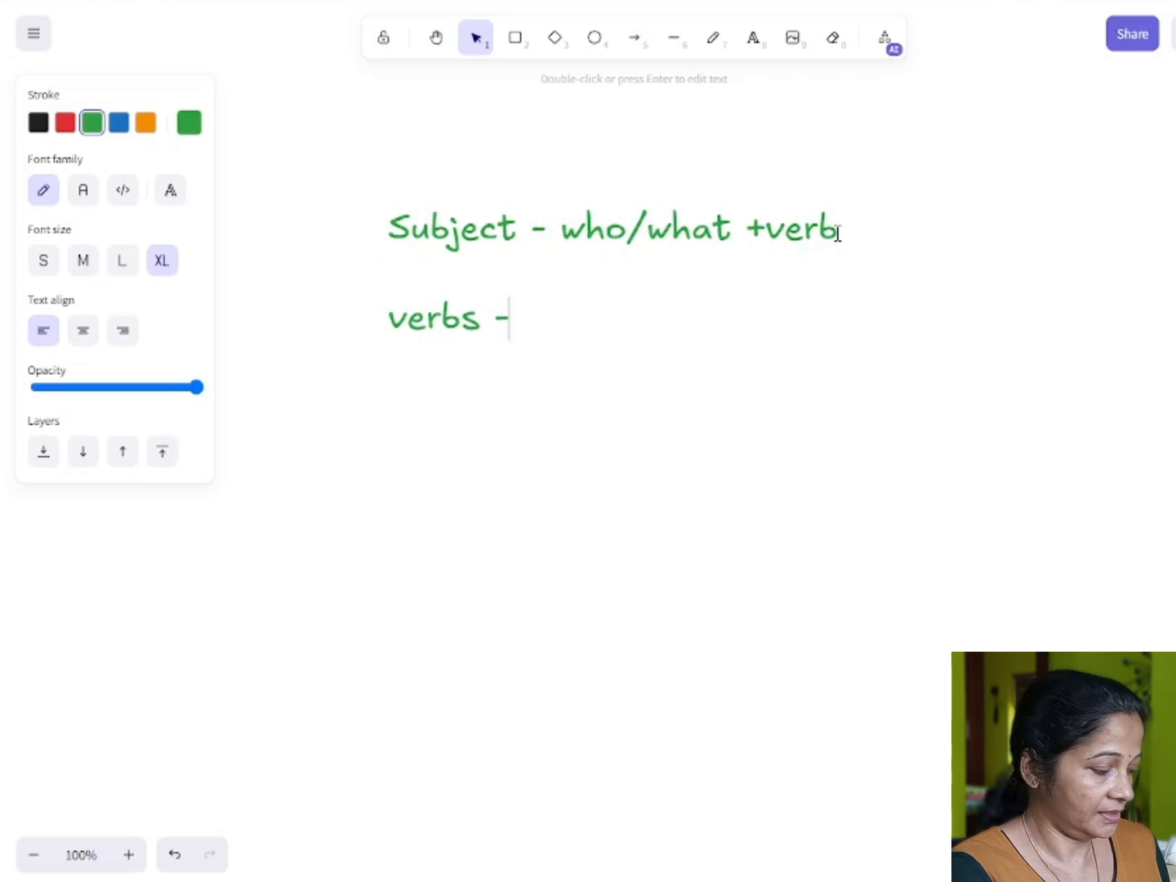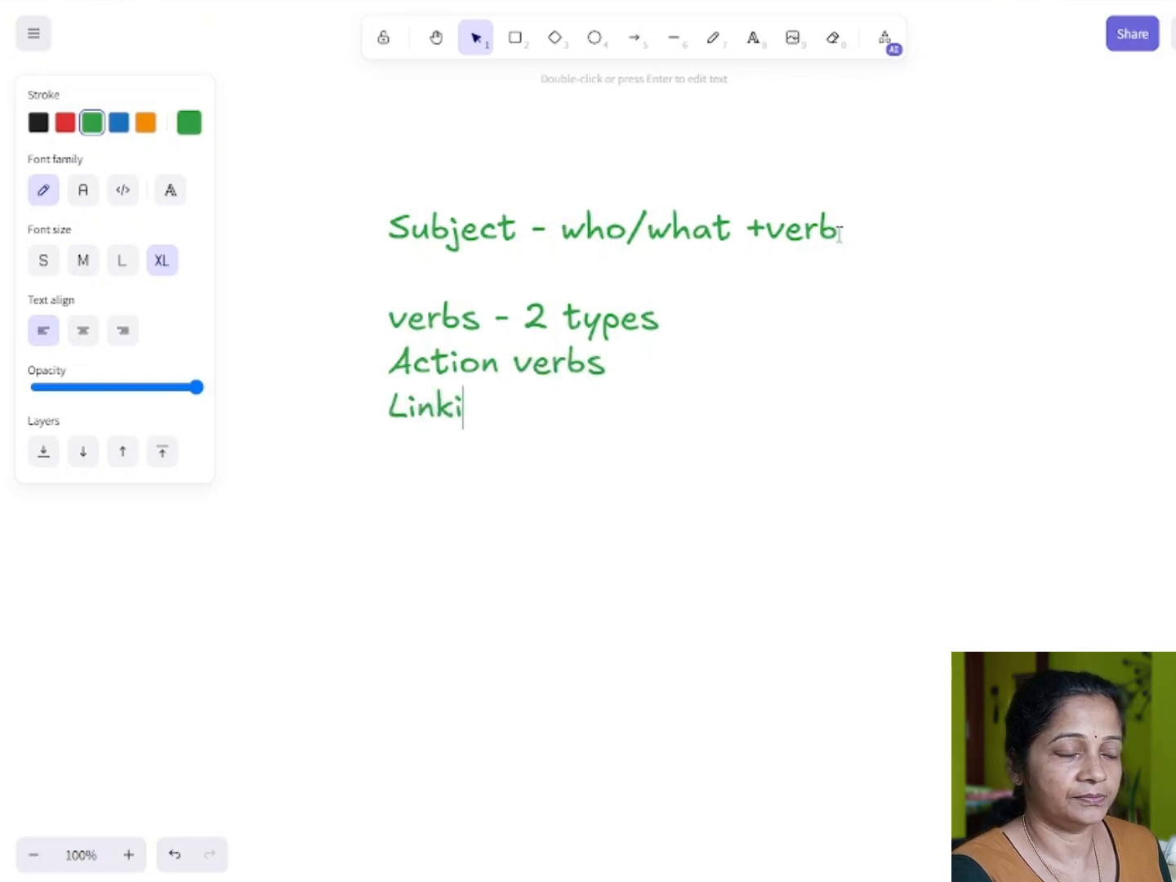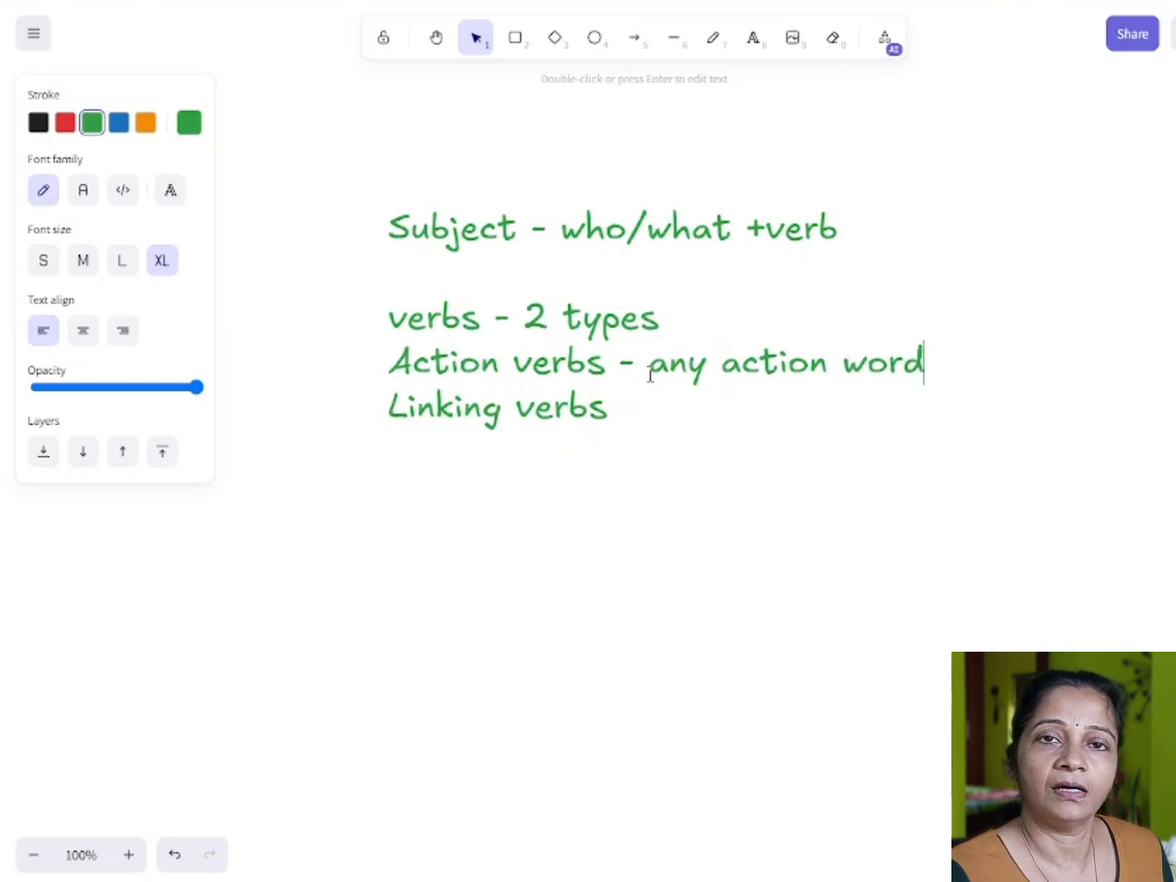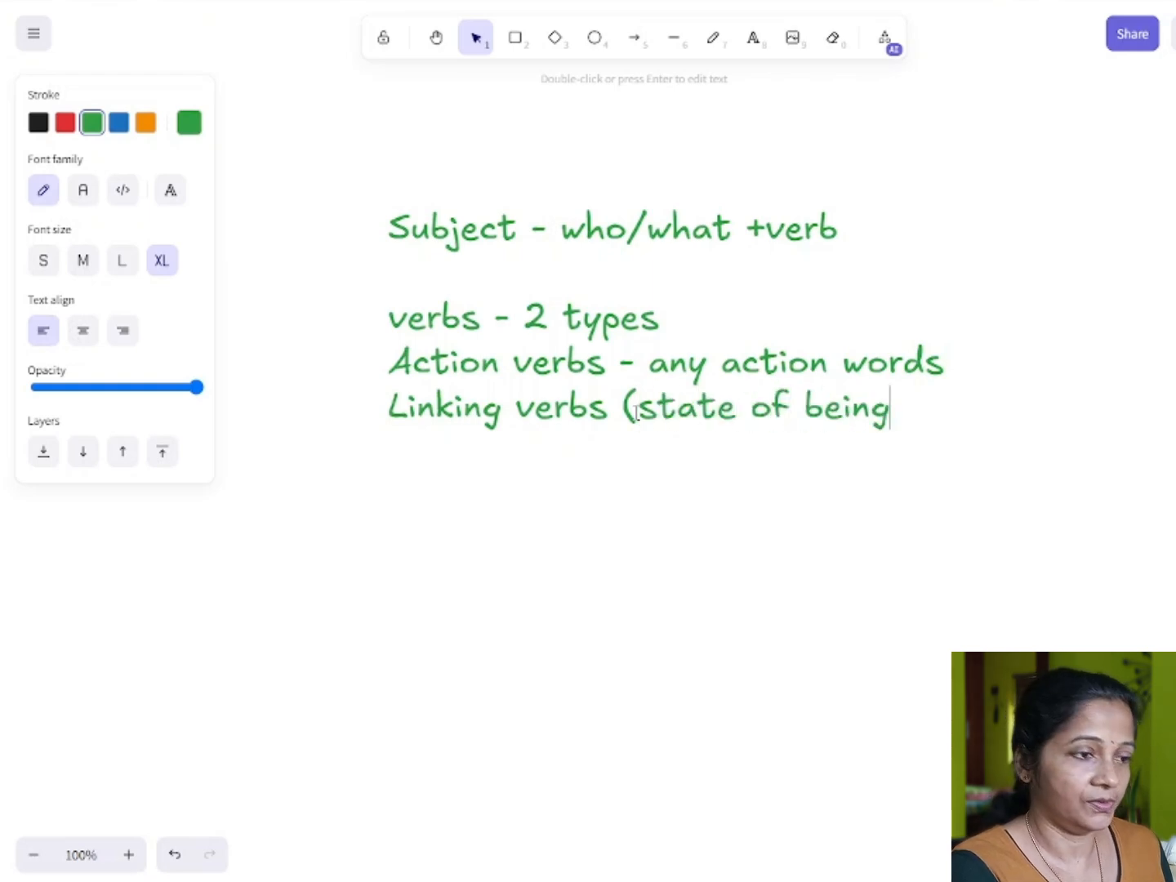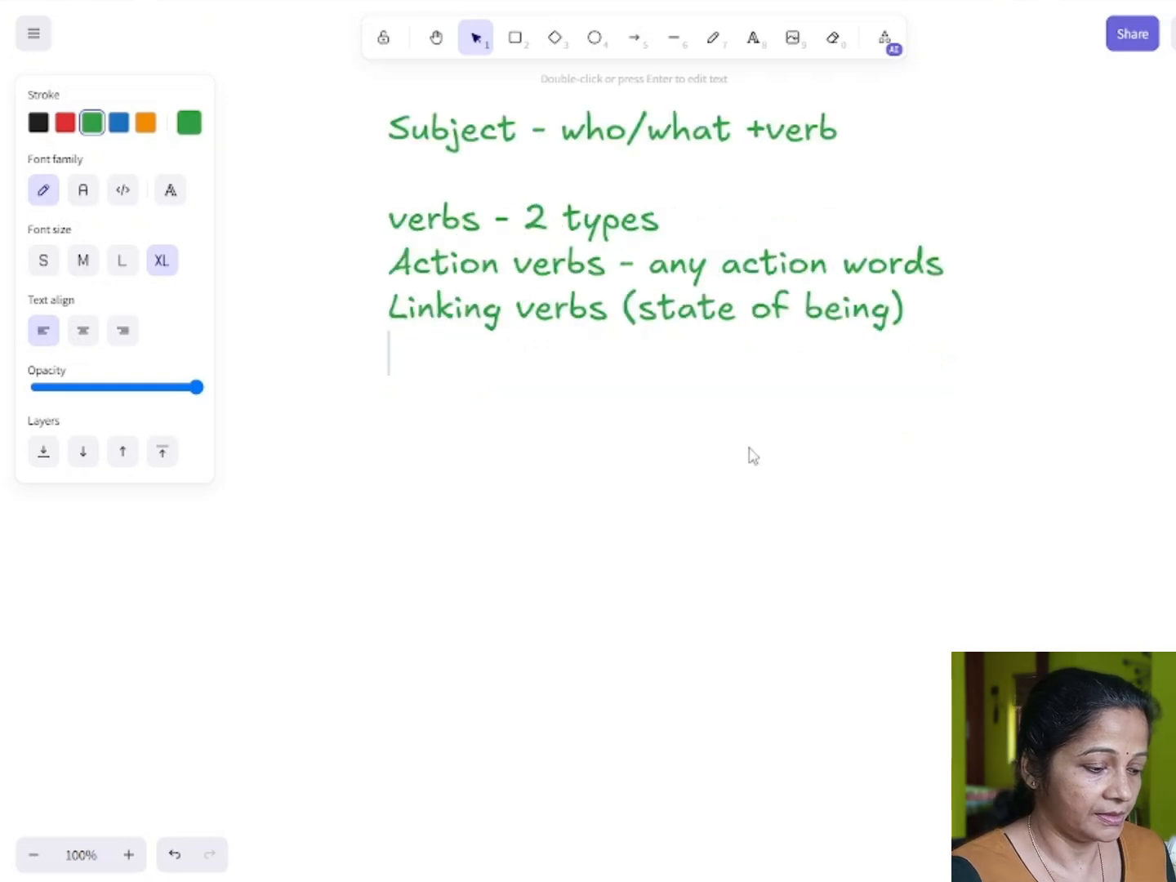And verbs, there are two types. What did we say? Action verbs and linking verbs. How do you identify action verbs? Simply we can say any action words are action verbs. Linking verbs are words which denote state of being. Okay, example is am. We saw two examples. Later we will see many examples. So now I'm showing you some sentences.